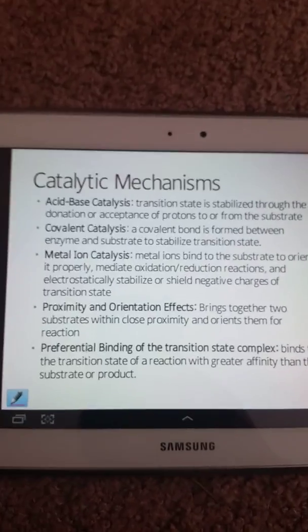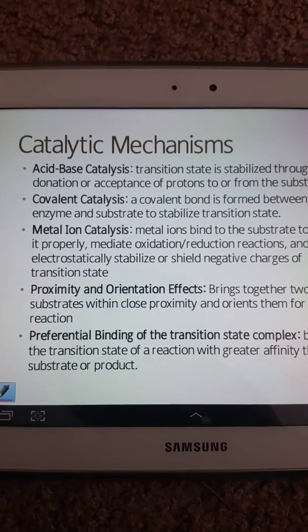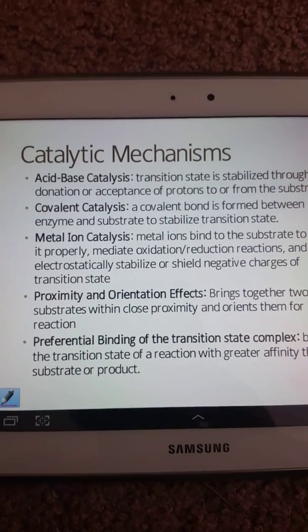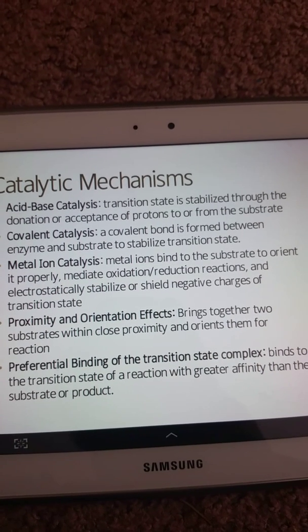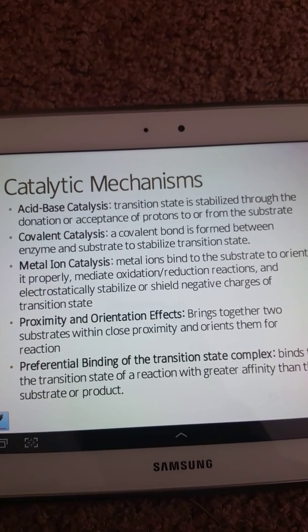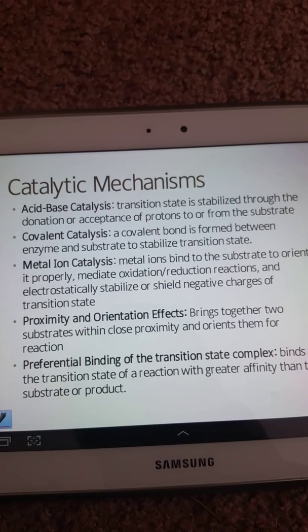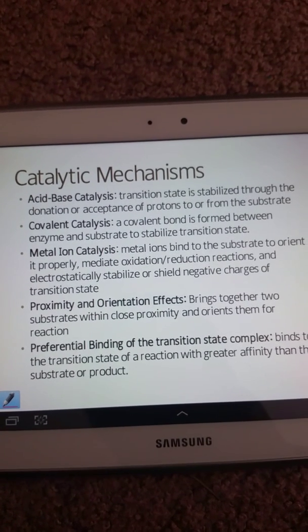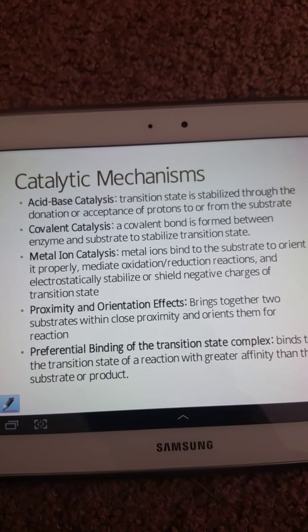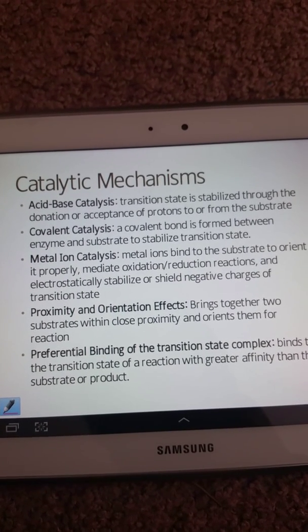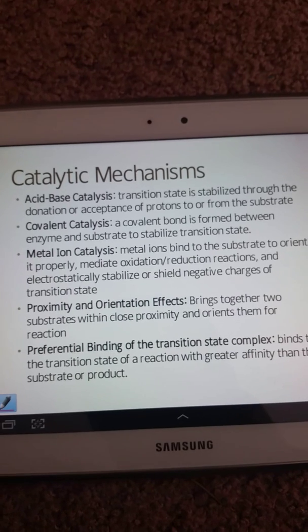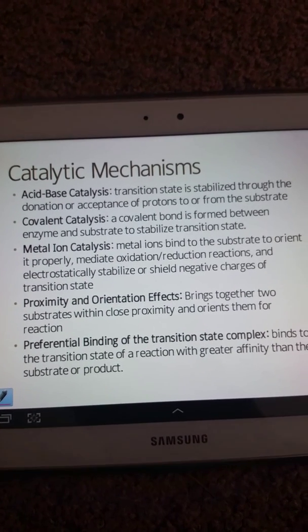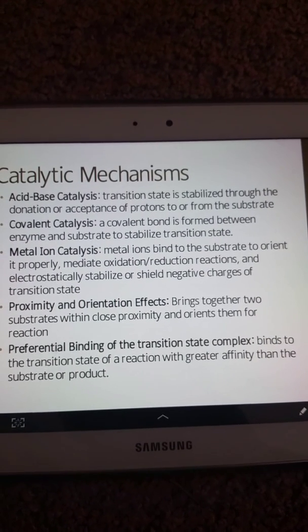So remember I told you there's a number of different catalytic mechanisms. We can have acid-base catalysis. In this one, the transition state is stabilized through the donation or acceptance of protons to or from the substrate. You can also have covalent catalysis, where a covalent bond is actually formed between the enzyme and the substrate, stabilizing the transition state. Metal ion catalysis.